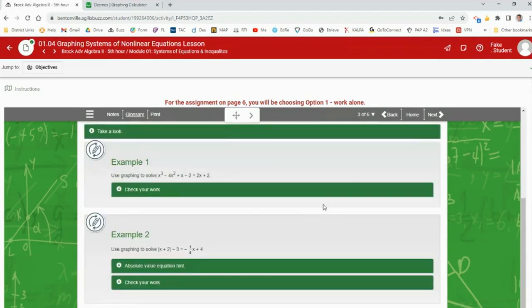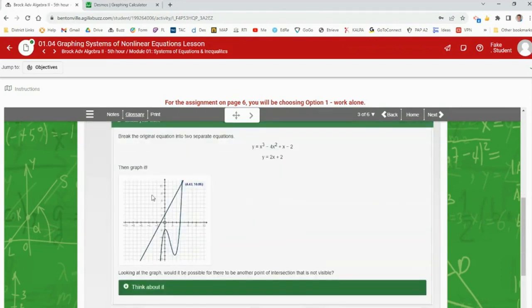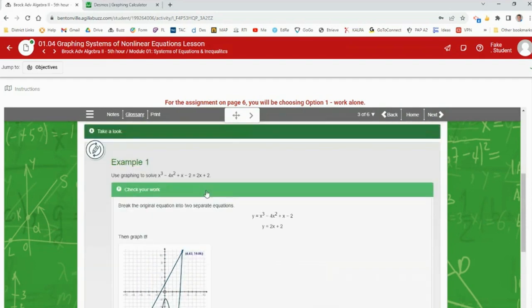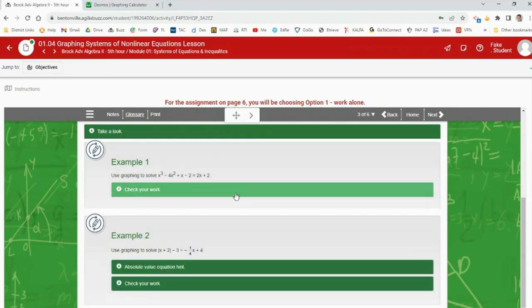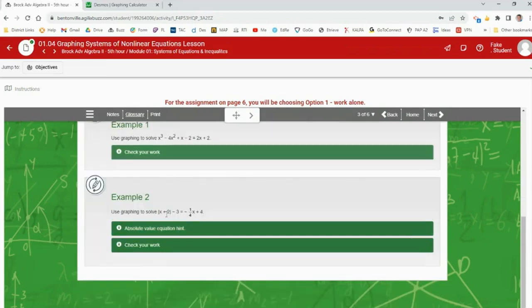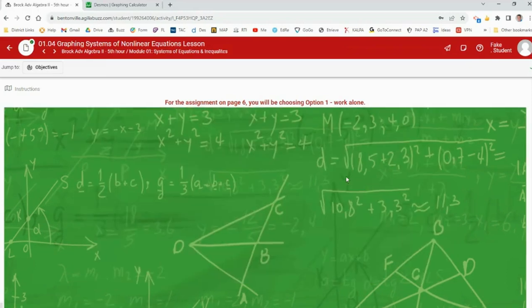All right, so they give you some examples where they put those together. So just break it. This is one equation. This is one equation. Just graph them separately, and they'll show you solutions. This one's not even a whole number solutions. 4.43, 10.86. That's okay. Again, graph them separately.